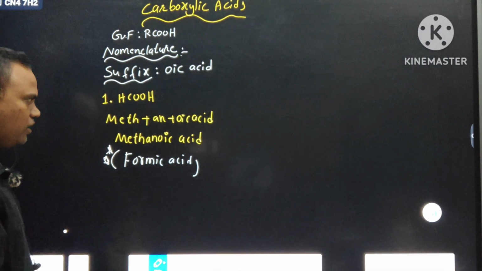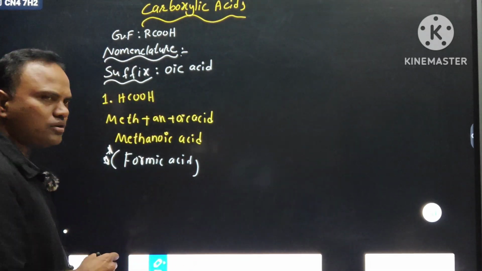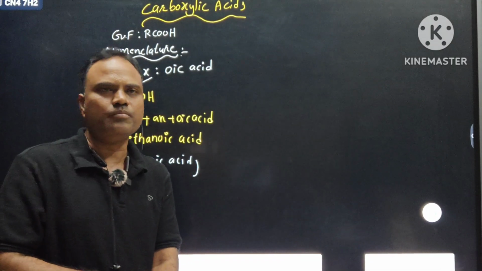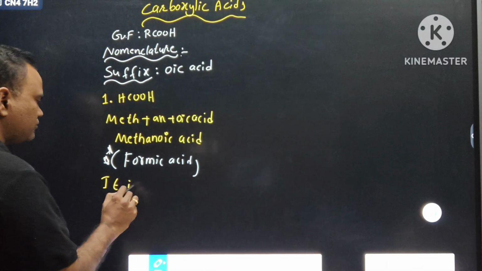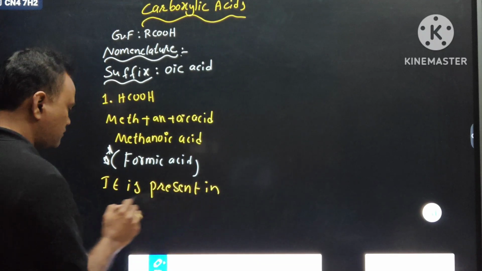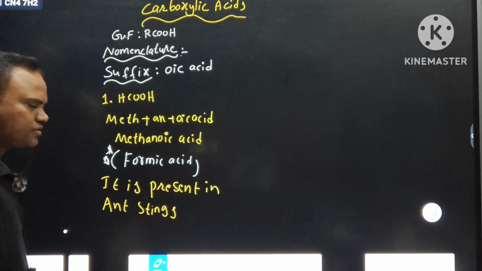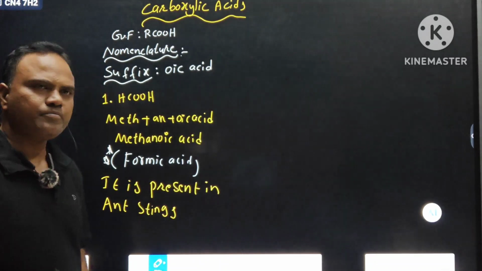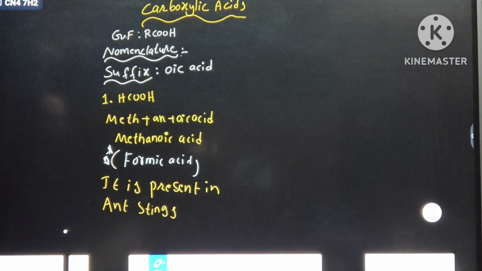Formic acid, or methanoic acid, is present in ant stings. That's why it is called formic acid. Formica means ant. It is present in ant stings, so it is prepared by distillation of ants. Which of the following is prepared by the distillation of ants?